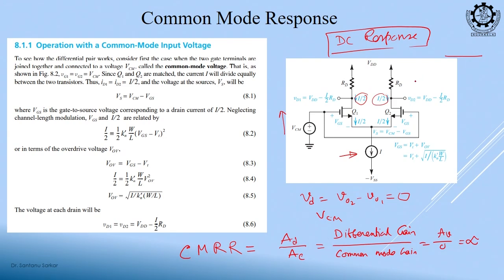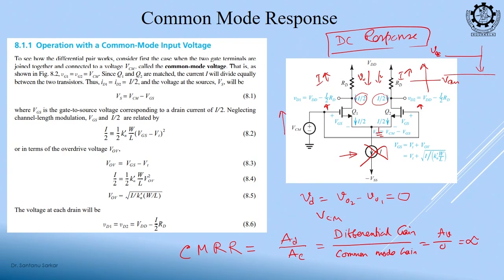Getting my point? This is my input VCM. Now, suppose I am increasing VCM and I do not have I, let us consider that this I is not there, this node is grounded. So, what will happen? This VGS is increasing, this VGS is increasing, this I is increasing, this I is increasing. So, this V0 will be decreasing, this will also be decreasing. So, this output, previously it was VOC, the common mode output, will start to decrease.